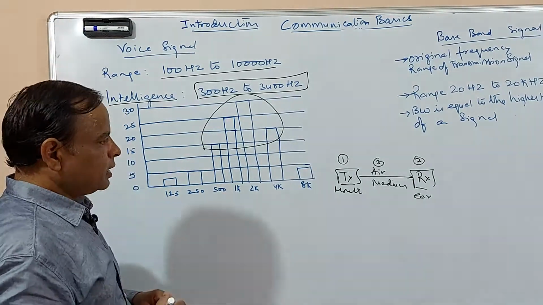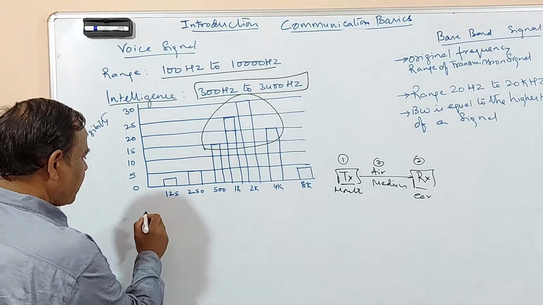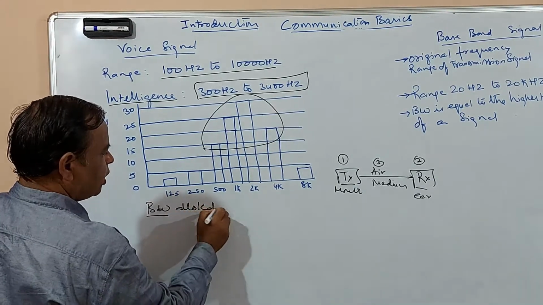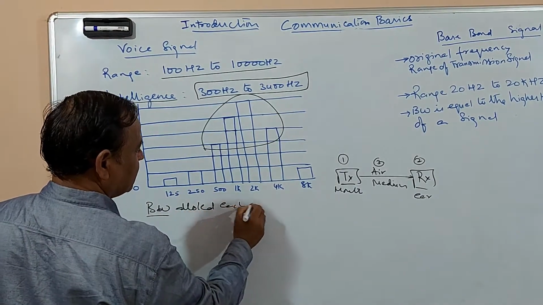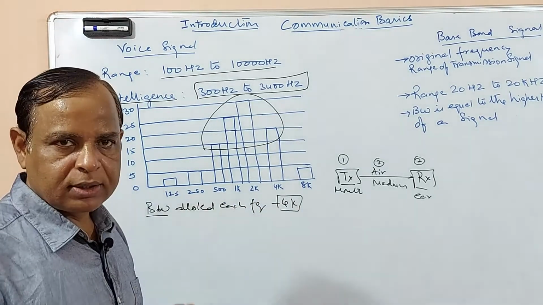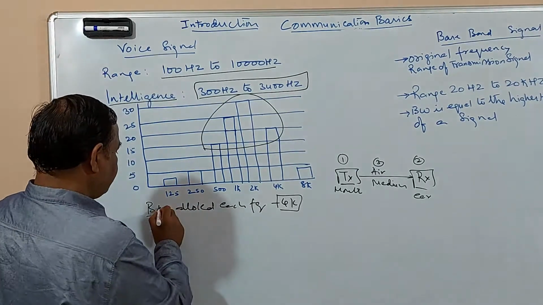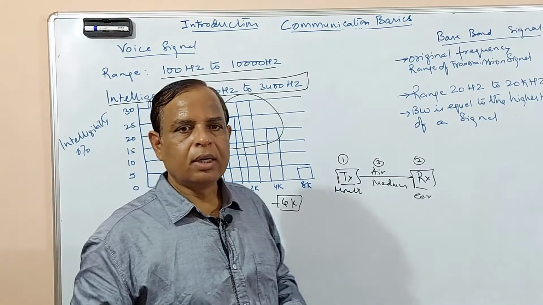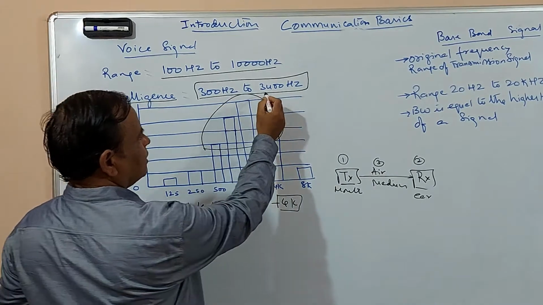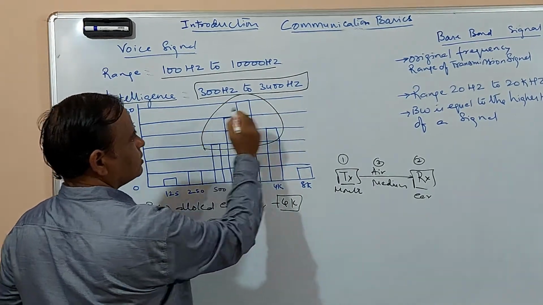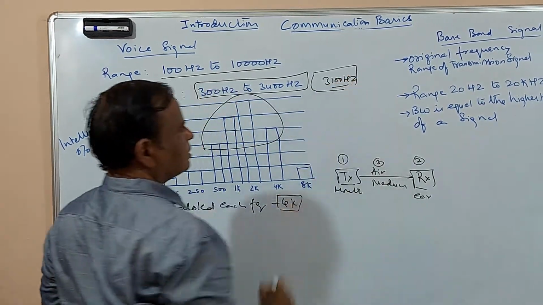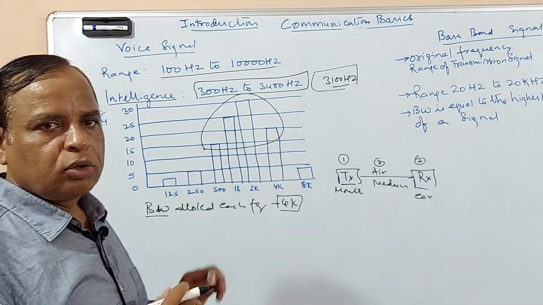That is the reason in telephony the bandwidth allotted to each voice frequency is 4 kilohertz. You are hearing one very important term: bandwidth. What is bandwidth in this case? The maximum frequency is 3400 and the lowest frequency is 300, so it comes to around 3100 hertz. This is the bandwidth of this voice channel.